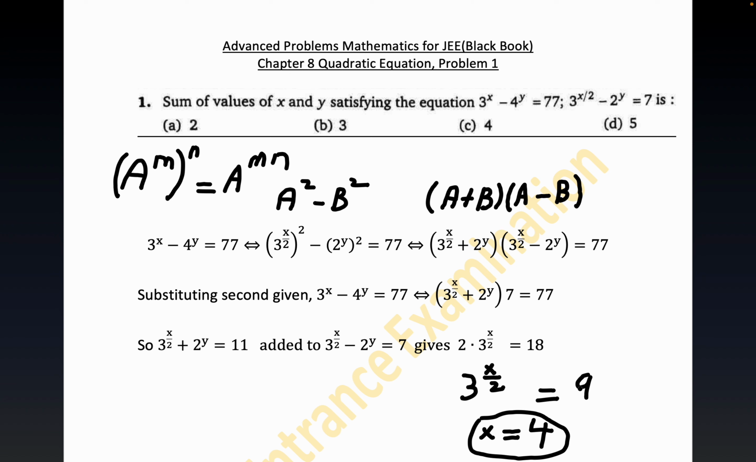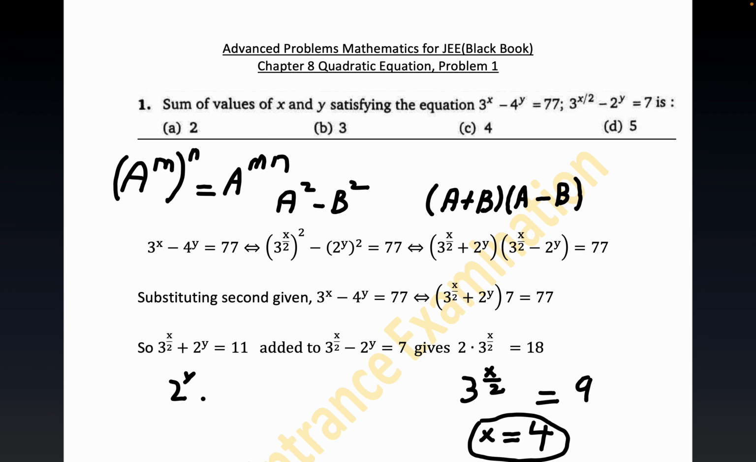Now, so we know that x is equal to 4, and so we can use either one of the equations. Like we'll just use this right here if you want to. Right here, this would tell us, this right here with x equals 4 would imply that 2 to the y is equal to 2.